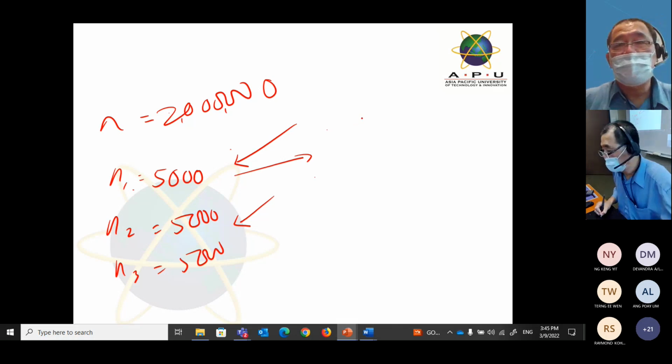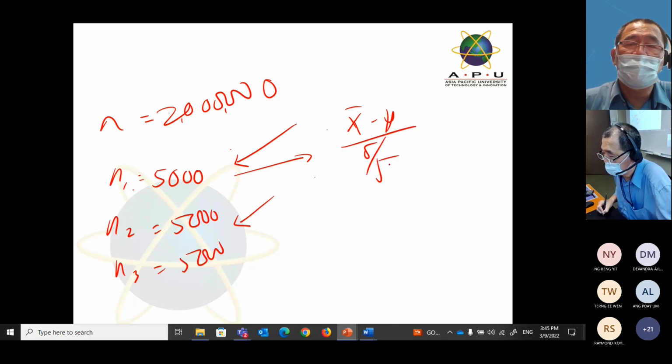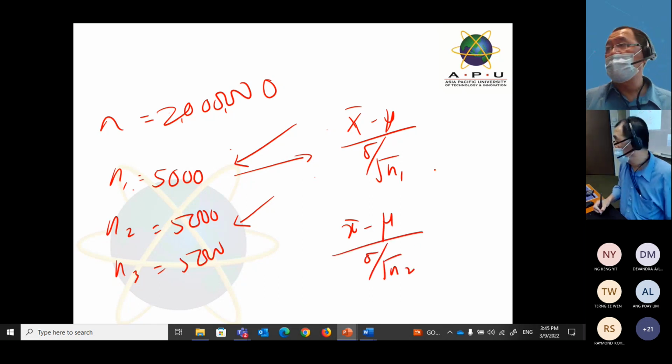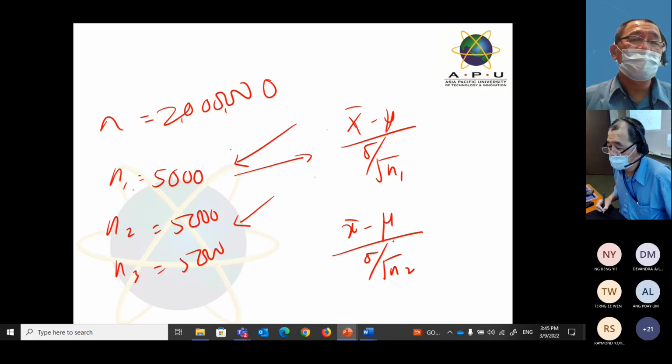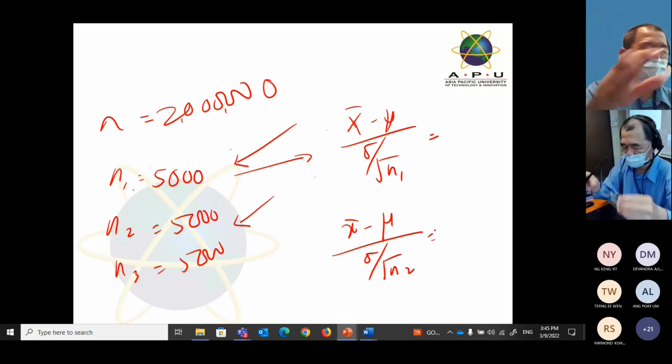Therefore you will get (X bar minus mu) over sigma over square root of N1, and (X bar minus mu) over sigma over square root of N2. Therefore, you get many tests. You see the result later. Any question on this method?